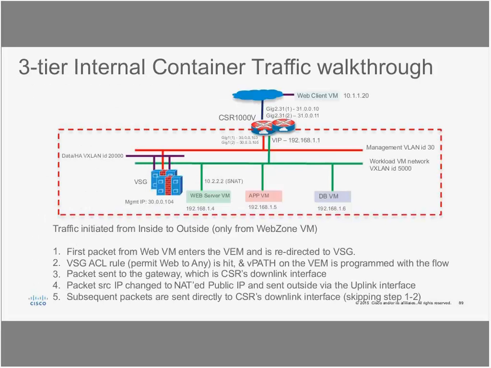The traffic walkthrough for internal, first packet would come from a web VM which is sitting outside. It will hit the VSG. VSG will permit depending upon the policies, and then the vPath on the VM is programmed. The packet then goes to the gateway, and from gateway, it goes down towards the specific VM. And all other packets are then routed and switched in the same way as per the original vPath programming on the VM.